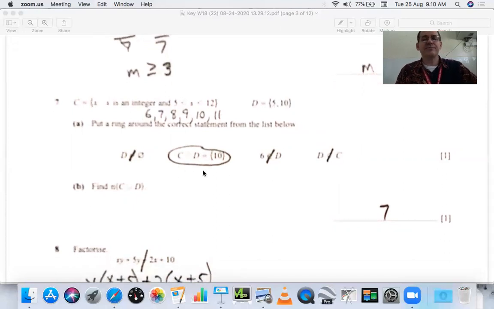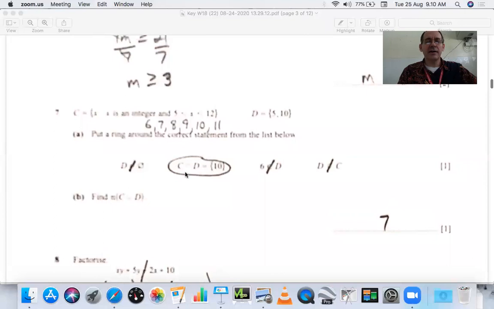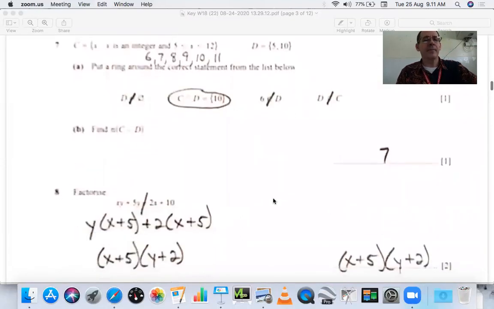This one says that the intersection of C and D, I know it's hard to see there, but that's the intersection of C and D, is 10. And yes, we can see that when this set is intersected with this set, the 10 is the intersection when you put these 2 sets together. So this is the correct one. The intersection of C and D is the element 10.